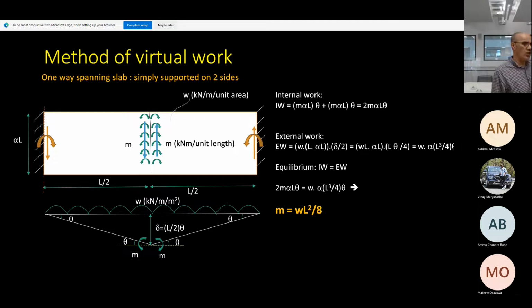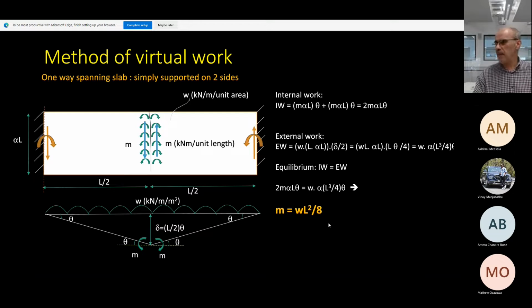Does this result surprise you? What's the maximum moment if you have a simply supported beam with the UDL? WL squared over 8. It's exactly the same, whether you have a simply supported slab or a simply supported beam. The only difference is the units of M and W.